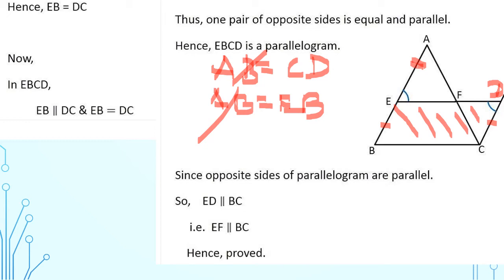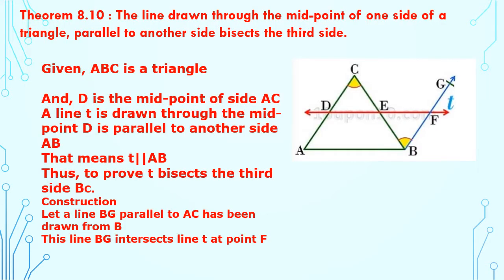Once this is proved, since opposite sides of a parallelogram are parallel, ED is parallel to BC. Now the parallelogram is proved. So now which one pair we have already proved and the second pair will be automatically parallel because of the parallelogram. And that's why EF is parallel to BC. This is what we have to prove. Here in this theorem, it is the converse of MPT. The line drawn through the midpoint of one side of a triangle parallel to another side bisects the third side. Now, here let me explain to you how it is working.